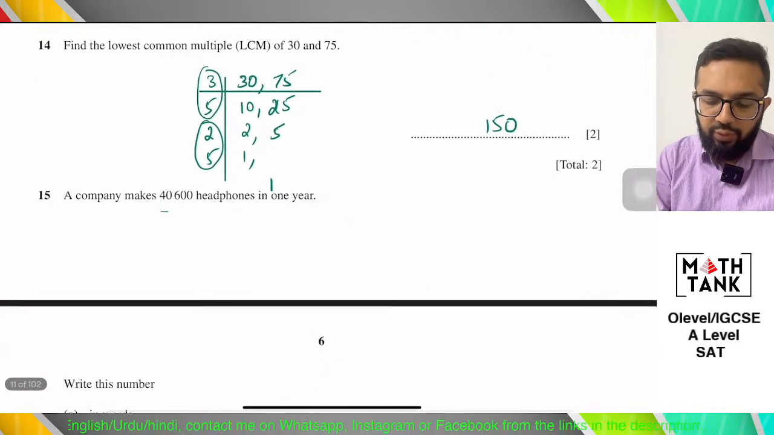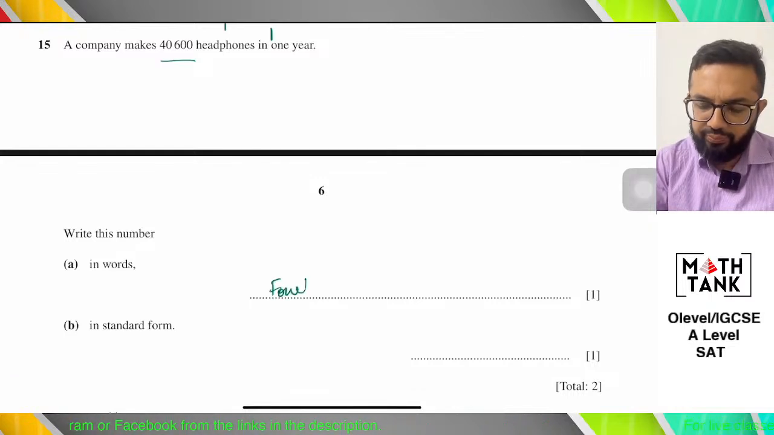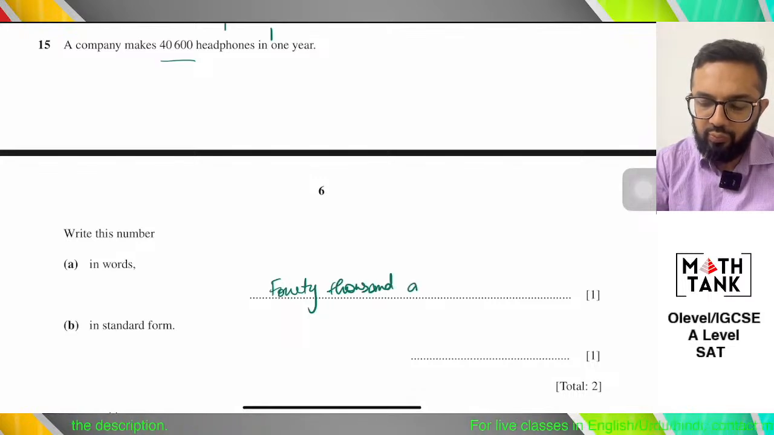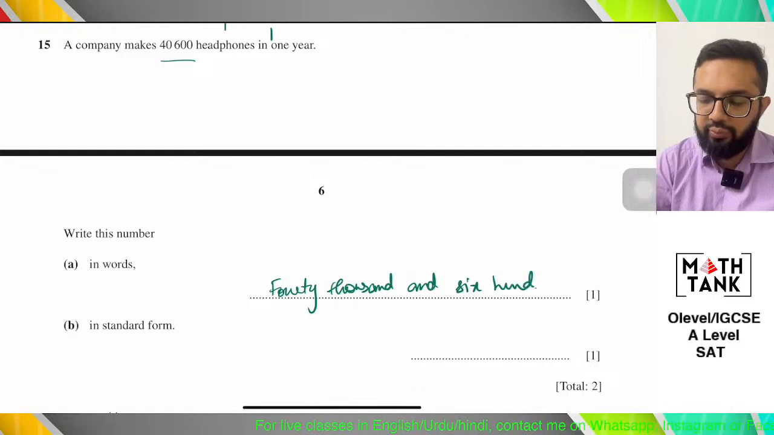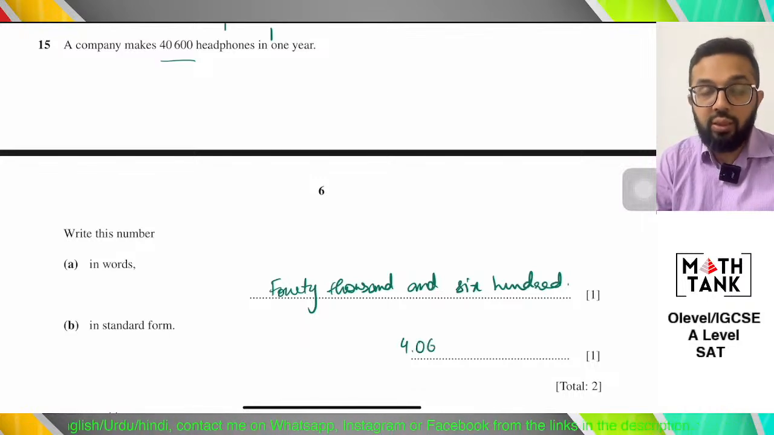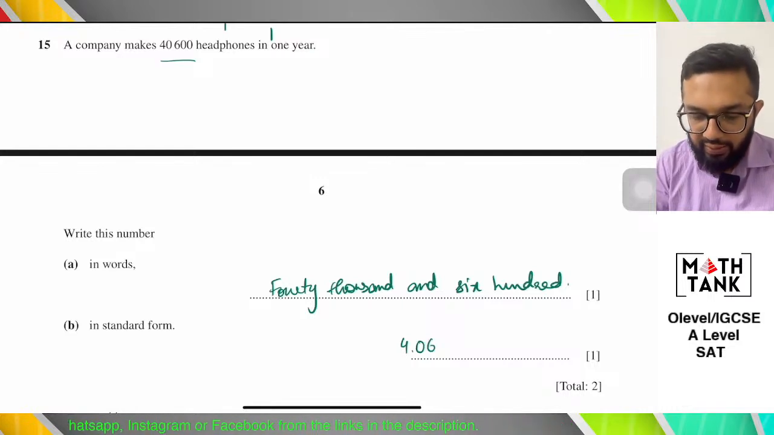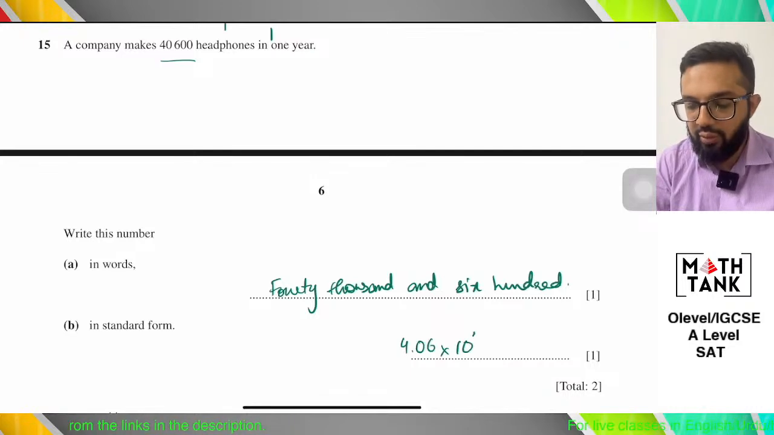A company makes 40,600 headphones in 1 year. Write this number in words. Simple. Forty thousand, six hundred. In standard form, so 1 place before the decimal: 4.06, and how many decimals have I moved? 1, 2, 3, and 4, so times 10 power 4.